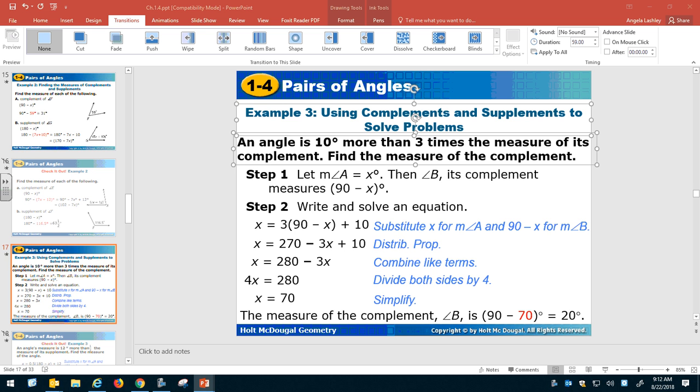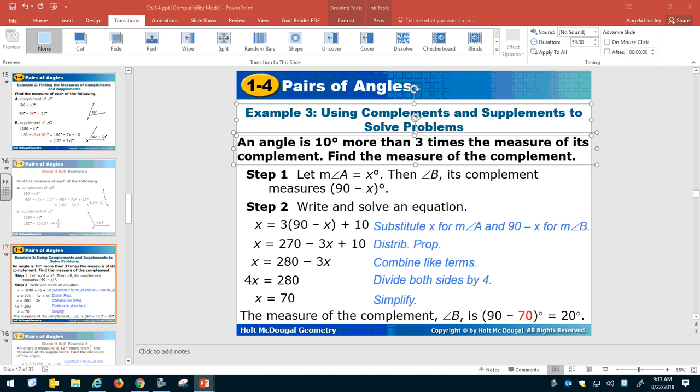What's the first thing we need to do? Distribute the 3. So I have Y equals 270 minus 3Y plus 10. Now what can I do? Very good. So combine those like terms. 280 minus 3Y equals Y. Now what? Add 3Y. So now we have 4Y equals 280. Okay, divide by 4. And Y is equal to what, Malachi?